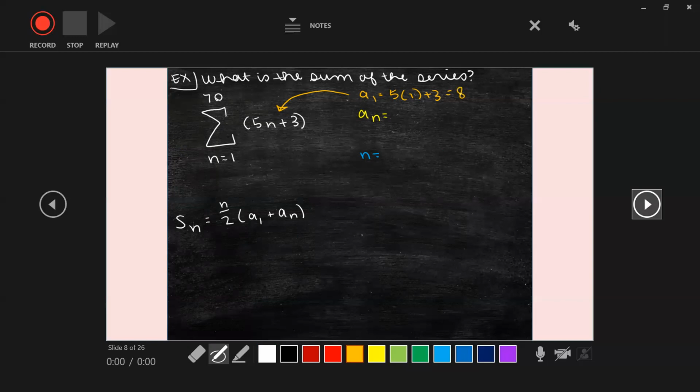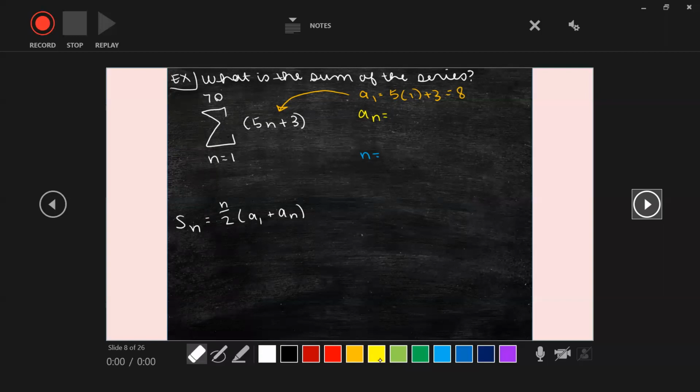Now, if you'll remember, we've found a sub 1 whenever we've been given 5n plus 3 or some sort of explicit formula. We found a sub 7. We found the first 5 terms in a sequence. Remember whenever we did those examples over and over again? We've literally done this before. It's just looking a little bit different.